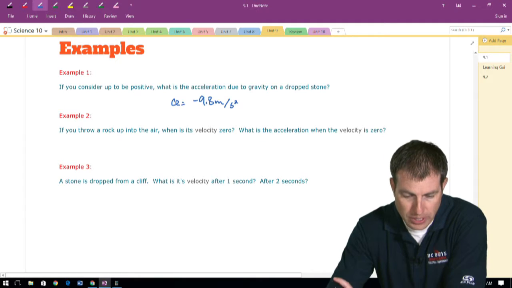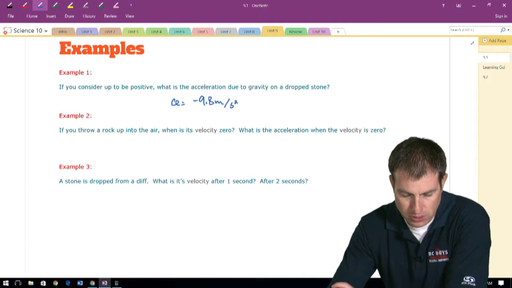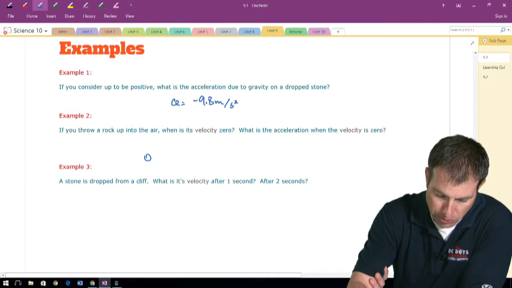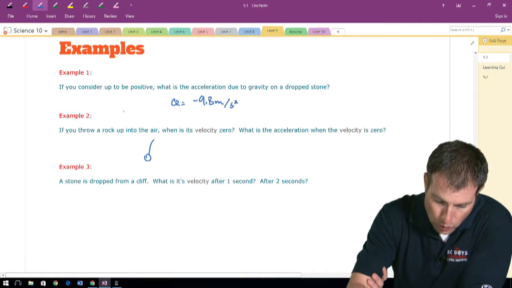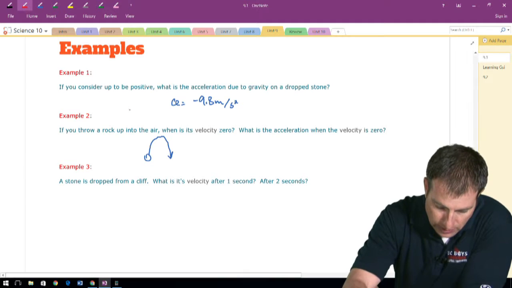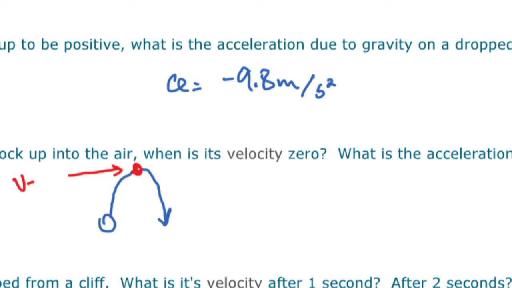So if you throw a rock up into the air, when is its velocity 0? And what is the acceleration when the velocity is 0? If you can answer this correctly, you're brilliant. So let's throw an object up in the air. It goes whoop, and it gets to its highest point, and then it starts to come back down. We've already discussed that its velocity will be 0 at its highest point. But what is the acceleration?